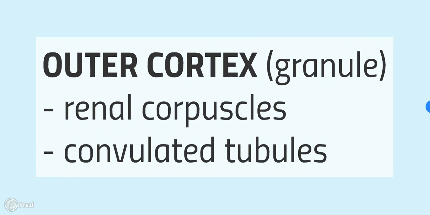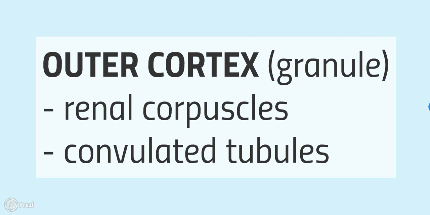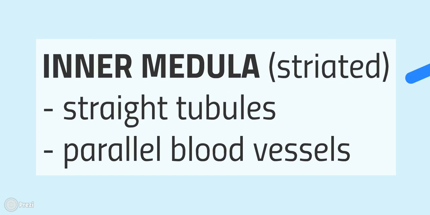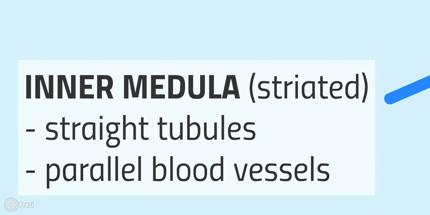First, we will move on to the kidney. The kidney can be divided into an outer cortex, which, due to the presence of renal corpuscles and convoluted tubules, has a granular appearance. The inner medulla has a striated appearance due to the straight tubules and parallel blood vessels.